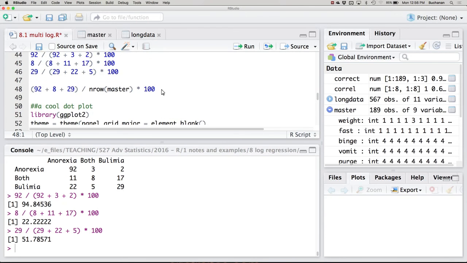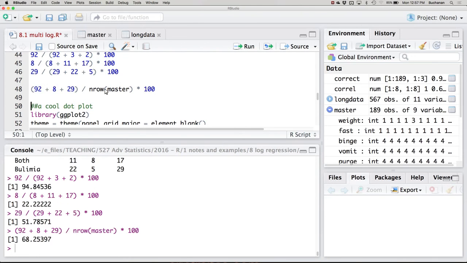And then to get the overall percent correct, you could just average those together, or I could do all of the corrects over the total. And that's 68%. Notice that this is in row of the original data set. Don't do it on the long data set. It tripled the total. So that is on the original data set.